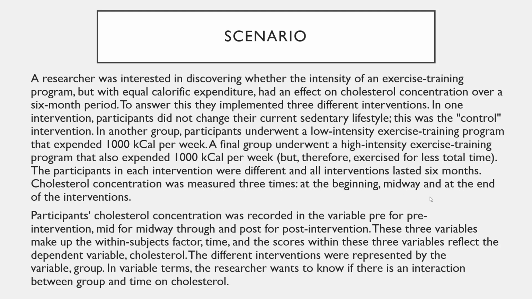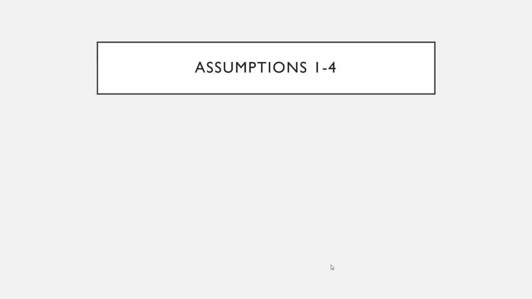Cholesterol concentration was measured 3 times, at the beginning, mid, and at the end of the interventions. Participants' cholesterol concentration was recorded in the variable pre for pre-intervention, mid for midway, and post for post-intervention. These 3 variables make up the within subjects factor, time, and the scores within these 3 variables reflect the dependent variable, cholesterol. The different interventions were represented by the variable group. In terms of variables, the researcher wants to know if there is an interaction between group and time on cholesterol.